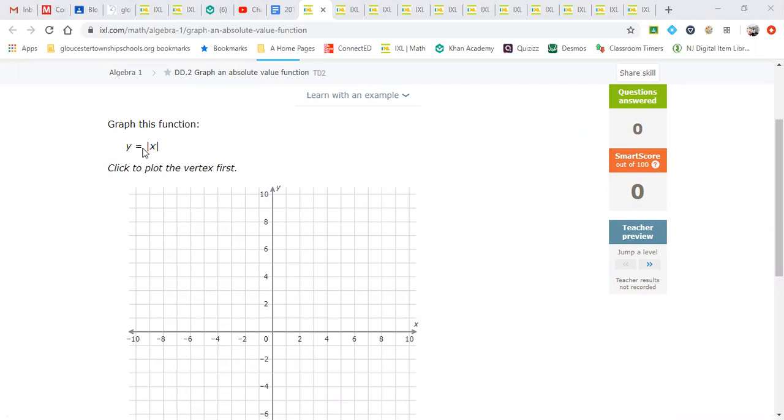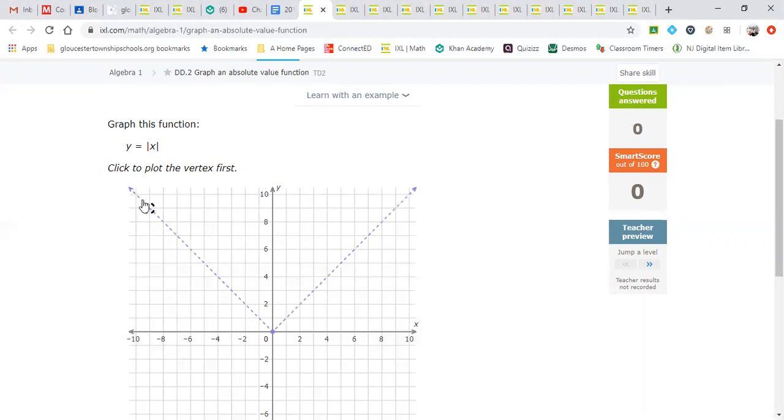We'll start with the most basic one, y equals absolute value of x. They call it the parent function. It's the basic one and it has nothing changing it. Because if you take a look, the a value is 0, so it's not going to shift the vertex to the left or right. The b value is 0, it's not going to shift the vertex up or down. So the vertex is going to remain at the origin.